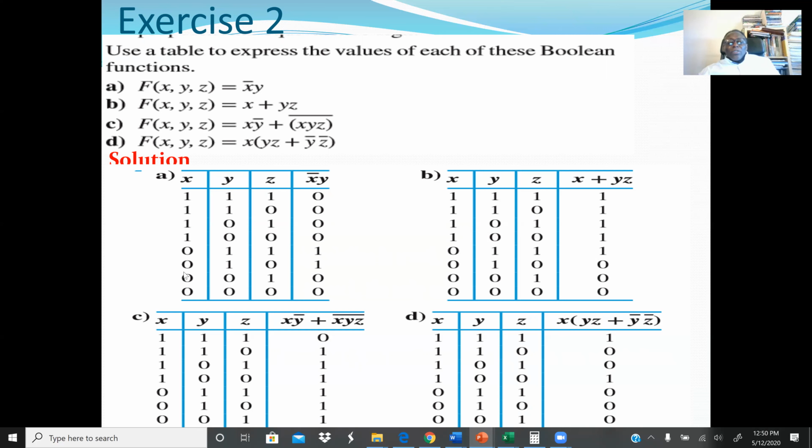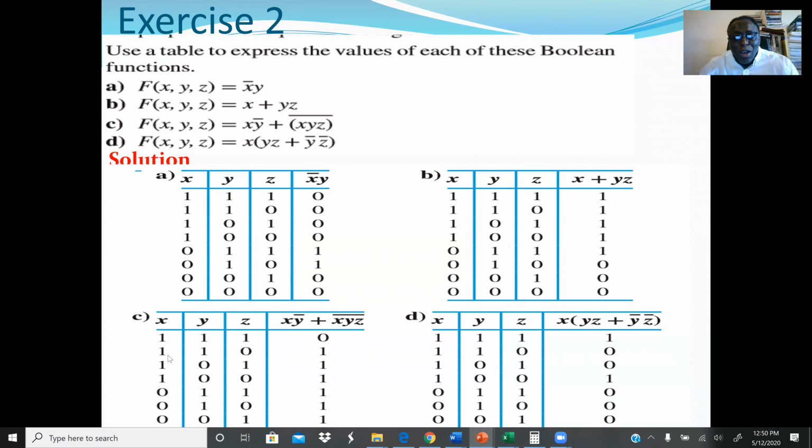So C, we are looking at 3 variables and we are looking for x y invert plus x y z, all inverted. So the first thing I'm going to do is find the y invert. Y invert will be 0. And I know 0 times 1 is what? 0. Then let me find the x y invert. So first of all, x times y times z will be 1 times 1 times 1, which is 1. Then the whole 1 inverted is 0. So you get 0 plus 0. That's why the answer is 0.